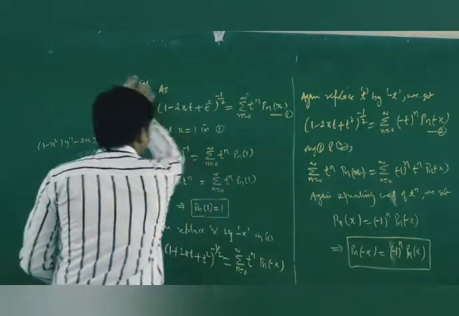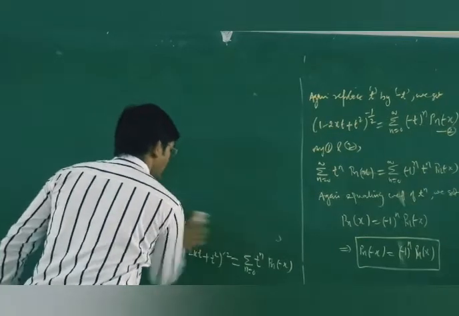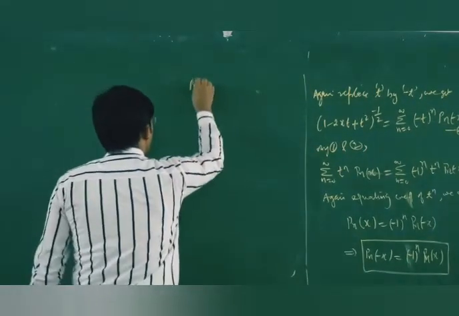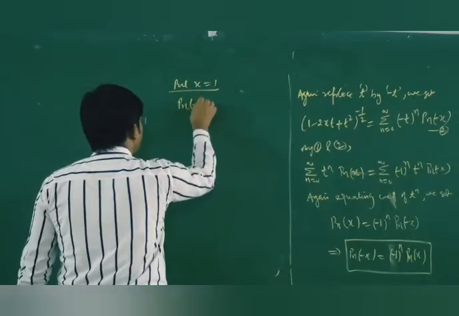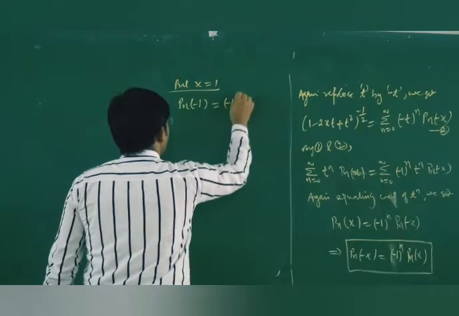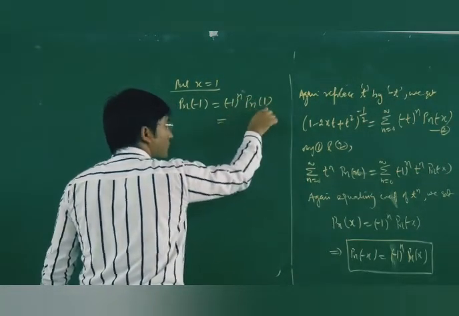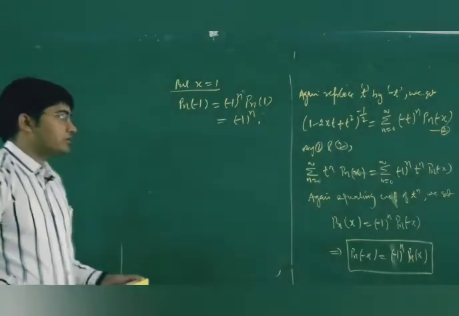Then the third part: for that let us put x equal to 1 in this equation. If you put x equal to 1, then we will have Pn(-1) equal to (-1)^n Pn(1). And by part 1, this Pn(1) was 1, so this is (-1)^n. So this is your third part.